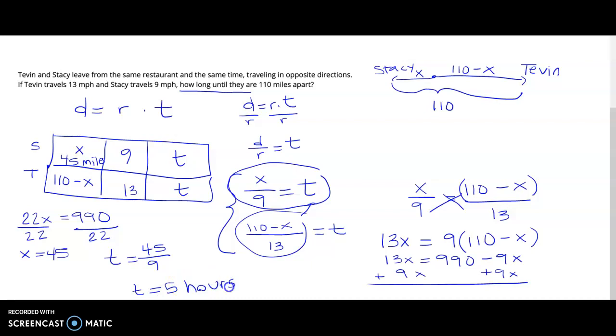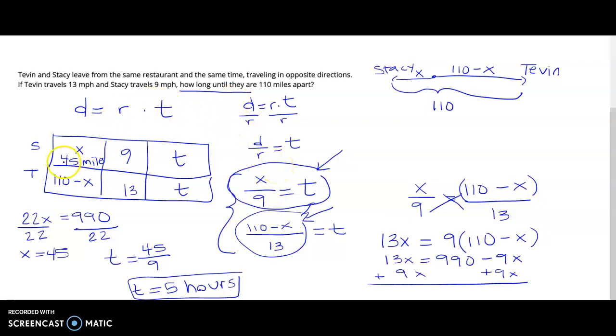Now, to double check yourself, you can solve both of these for t. So, you know, do x over 9 here, and then do 110 minus x over 13 here, and make sure you're getting 5 for both. And then you can also put in all of the numbers and make sure they're coming out equal on both sides. But anyway, this is one way to do this problem.